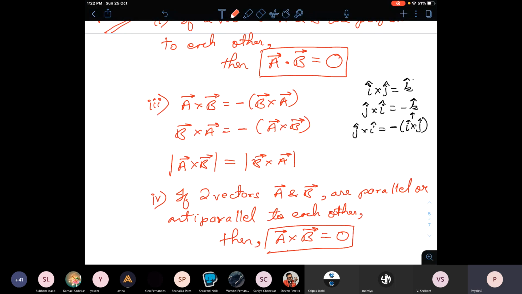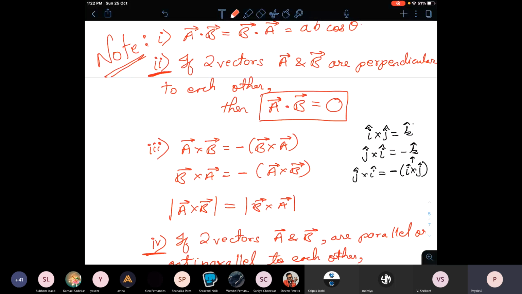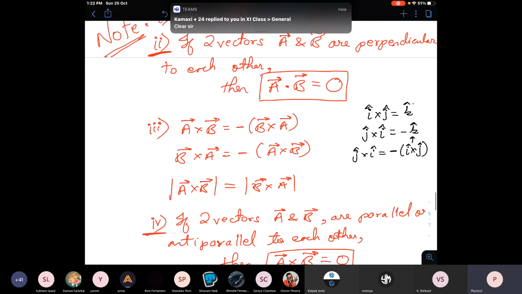Okay, is it clear? Any doubt in this? Okay, you have to remember this thing. The fourth point and the second point are the most important points of multiplication. If a question will be asked, it will be asked on this only. Okay, is it clear? Anybody having any doubts?